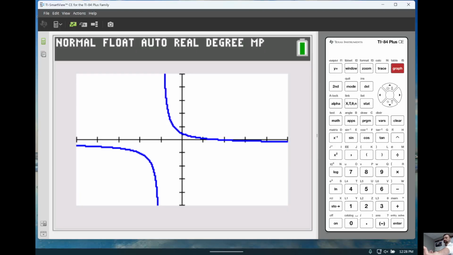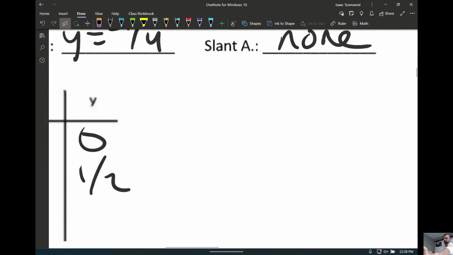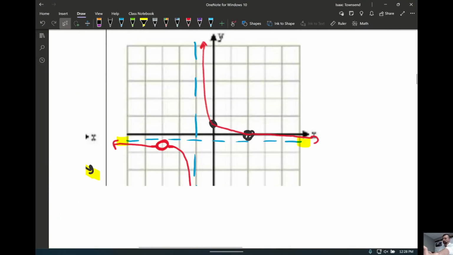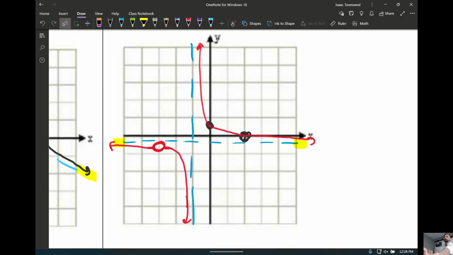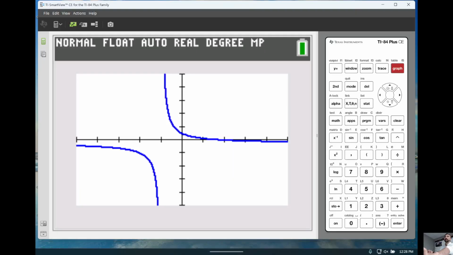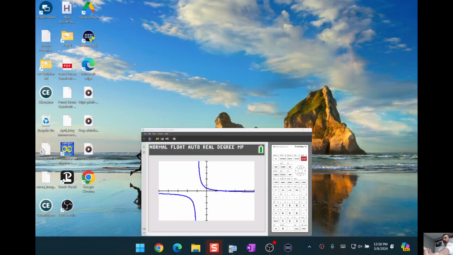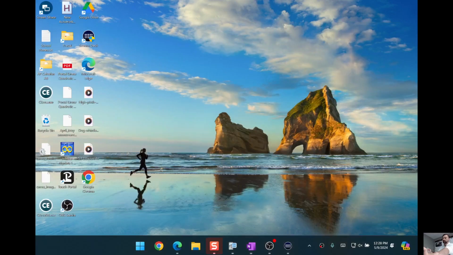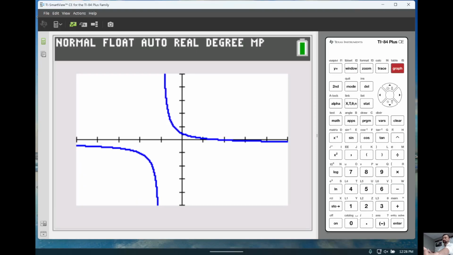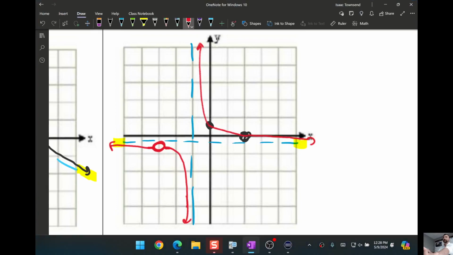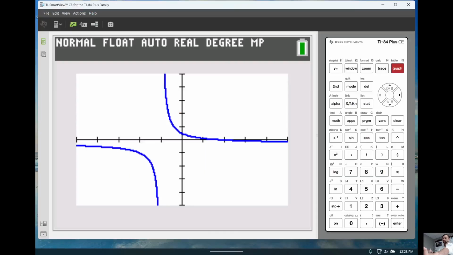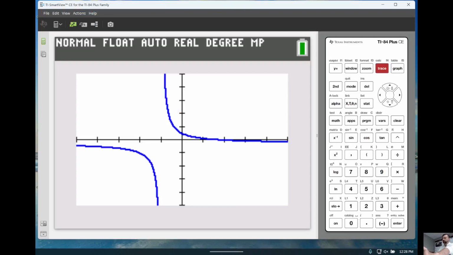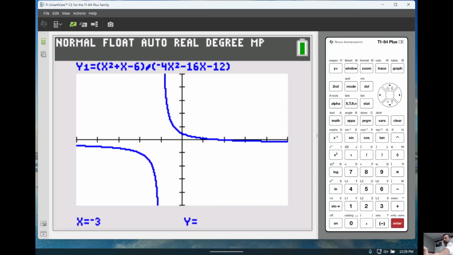And if I compare this to mine and just do a 5-second eye scan, they should look the same. I see one vertical asymptote in the right spot. I see one x-intercept in the right spot. The calculator doesn't do a great job of showing holes, but I could do trace, what was it, -2? No, -3. Yeah, at -3 there's a hole. You can see y doesn't exist there.